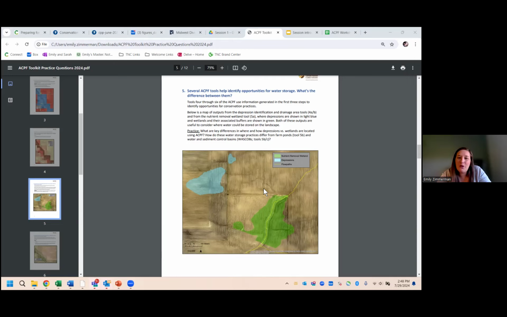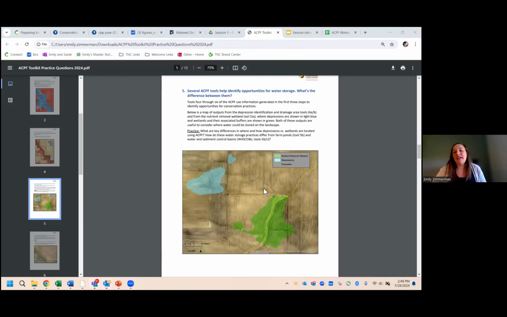So one of those key differences you can actually see in this map on the screen. In the chat, what's one of the key differences between where depressions are located versus where nutrient removal wetlands are located? And you can actually see this difference in the map. Yeah, okay, Mitch and Becky, great. Yeah, and Keaton, yeah.